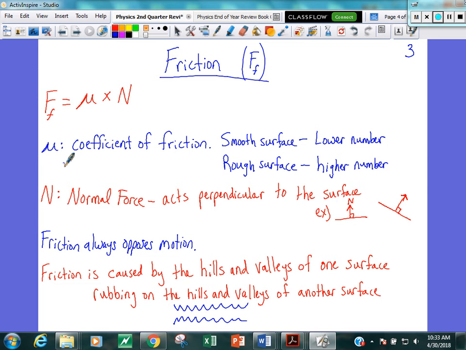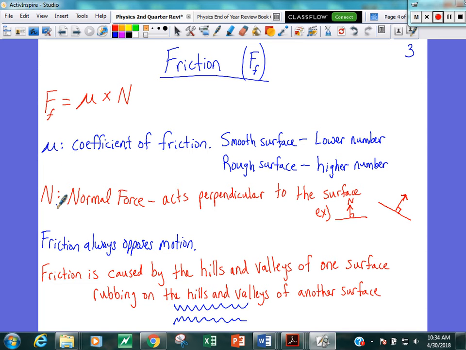So that's mu. Guys, what's going to have a lower coefficient of friction? Ice or concrete? Ice. Ice is much smoother, it's slick, has a lower coefficient of friction. If it's more rough, it will have a higher one.